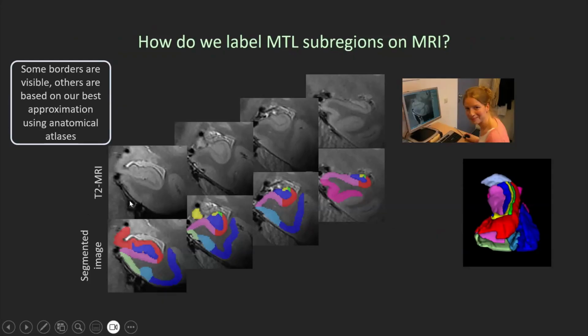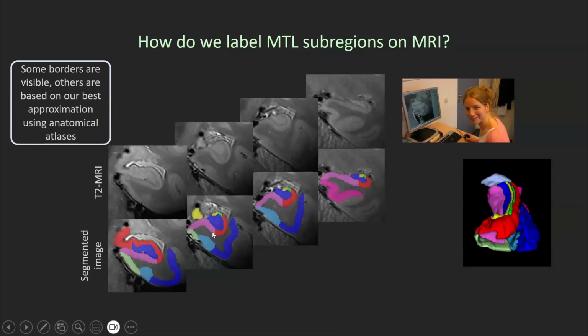On MRI, especially with these beautiful T2-weighted MRI scans, we can see some of the borders that are of interest. I hope you can see my mouse. You can see a dark band in the hippocampus, but we don't see all of the borders. For example, the border between pink and red, we cannot see. So what we do is we look at anatomical atlases and try to come up with the best approximation of where to place this border.